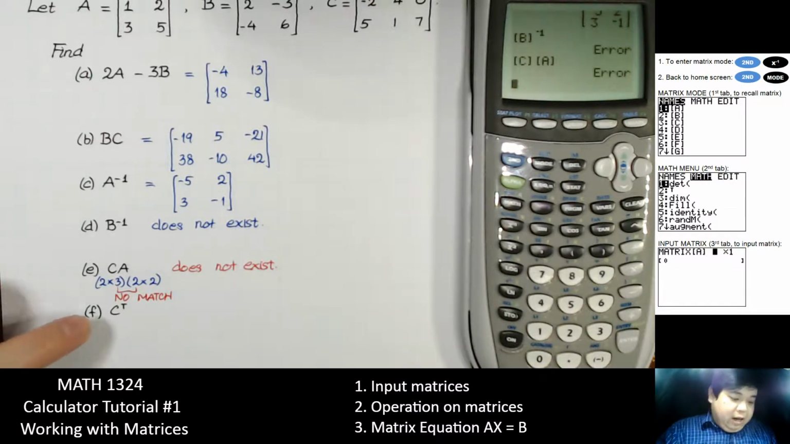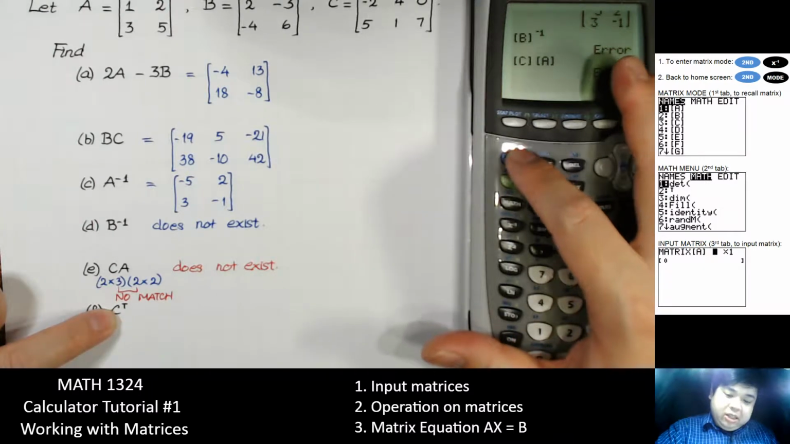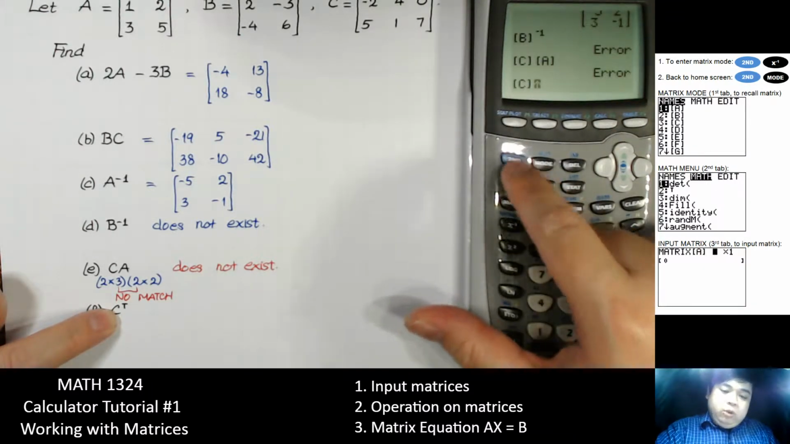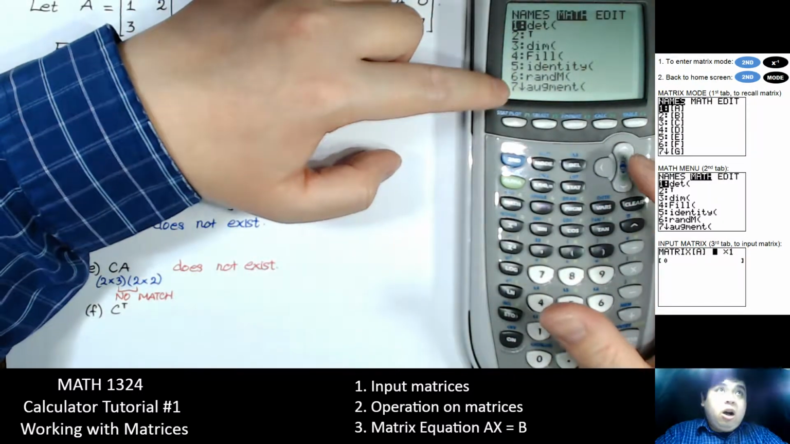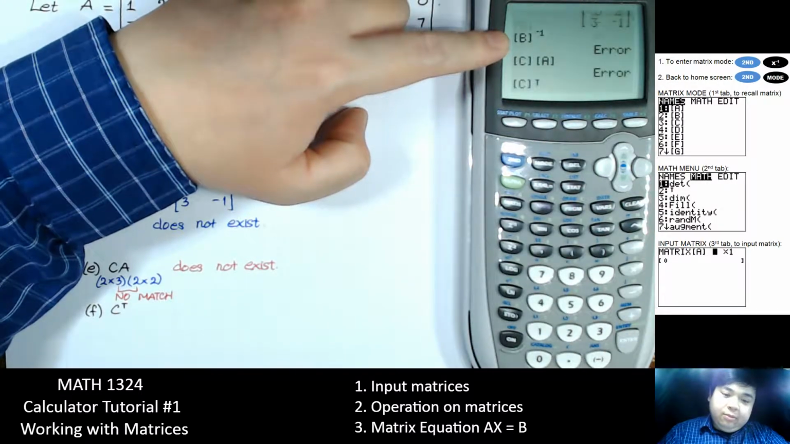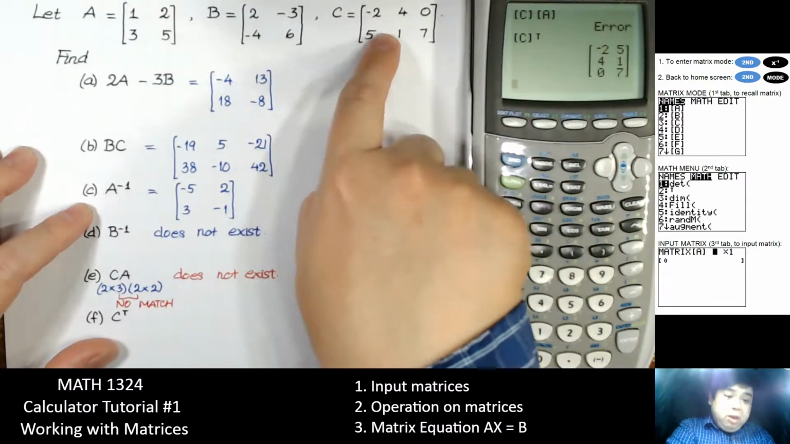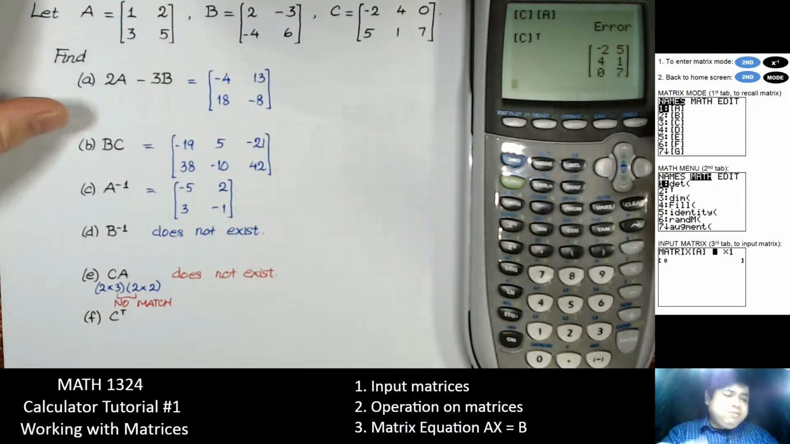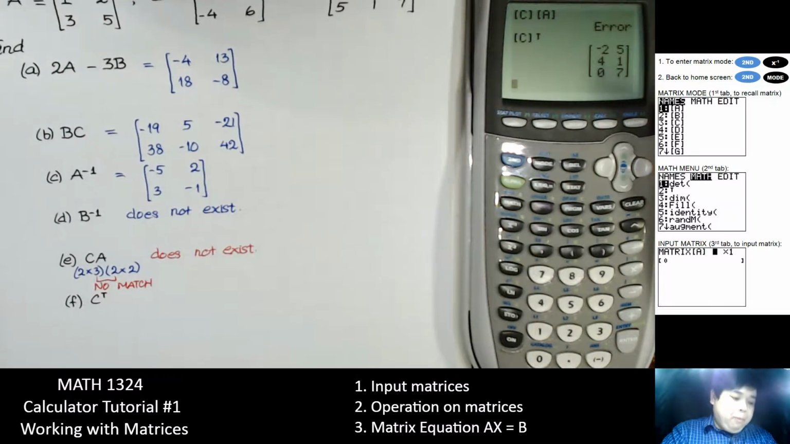And finally, we can do the transpose of matrix C. We go to the matrix menu. Under the math, we see there are a lot of options. The transpose is the second option. What it does is turn the 2 by 3 matrix into 3 by 2. The rows become the columns, and the columns become the rows.